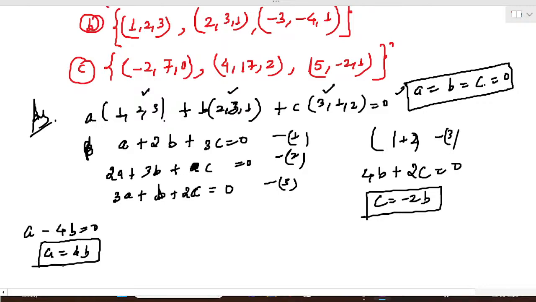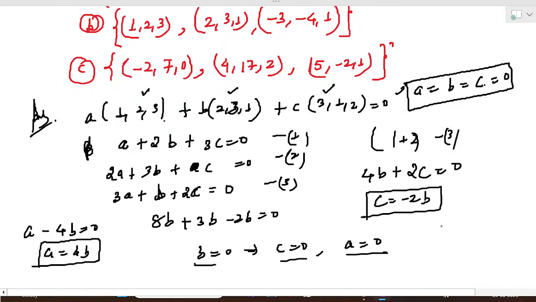And equation number 2 will then give me what? A is equal to 4b, so I'll place 4b here. It will give me 8b plus 3b minus 2b equal to 0. It implies b is equal to 0. If b is equal to 0, it implies c equal to 0. Okay, is that clear or not clear?